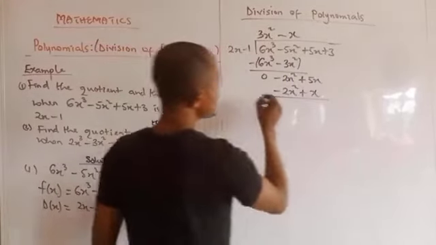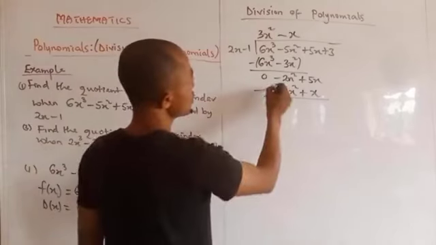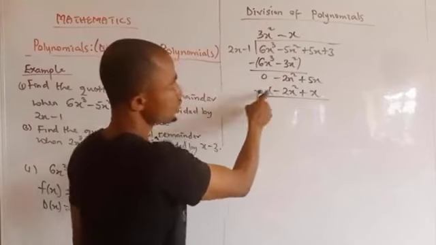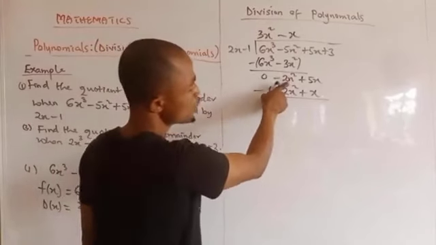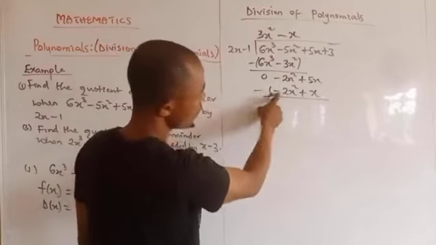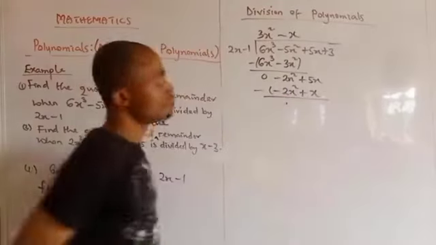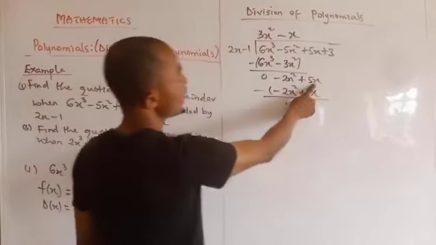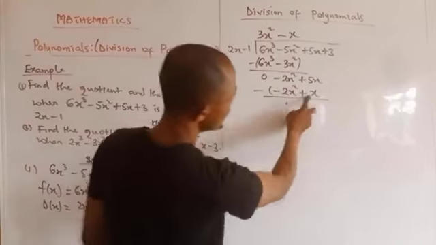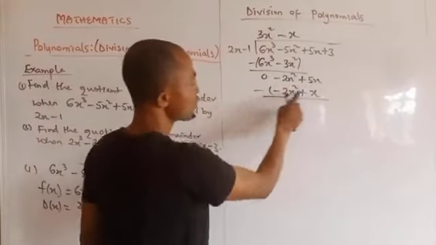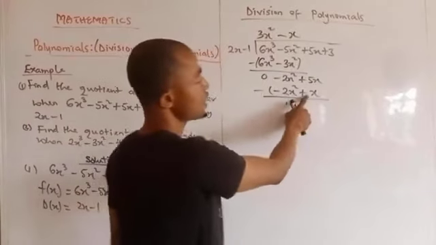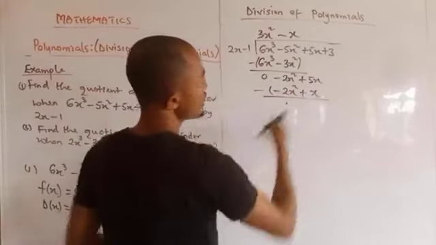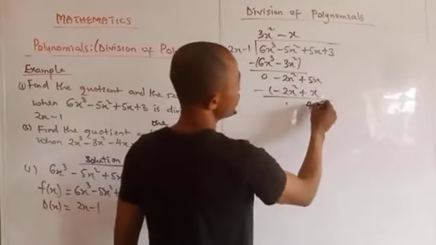So we subtract again. Minus, open bracket. Then here we see minus 2x squared minus minus 2x squared. That will give us 0. You can just put a dot there. Then plus 5x minus plus x. This negative will affect this positive x and turn it to negative x. So 5x minus x will give us plus 4x. Or we just write 4x.